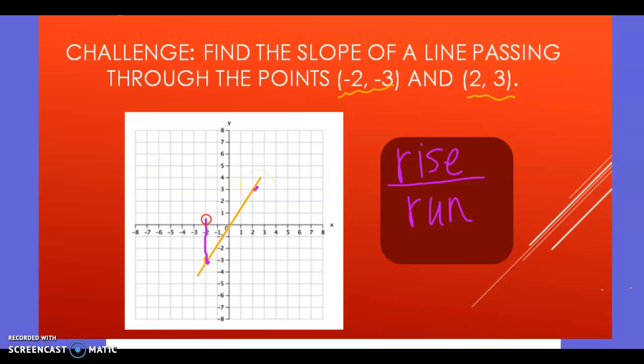1, 2, 3, 4, 5, 6. The next thing that I'm going to do is I'm going to go to the right. 1, 2, 3, 4. So I went up 6 and then I went to the right 4. So my rise is 6 and my run is 4. And we always want to simplify our slope into simplest form. And so that would be +3/2. So that's one way I could find the slope of a line when I'm just given 2 points, is I could actually just plot the points, draw my line, and then I'm back to finding the slope from the actual graph.